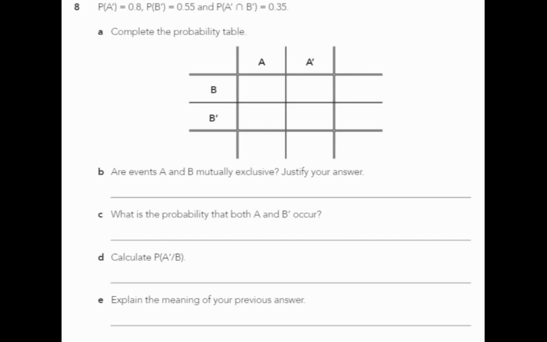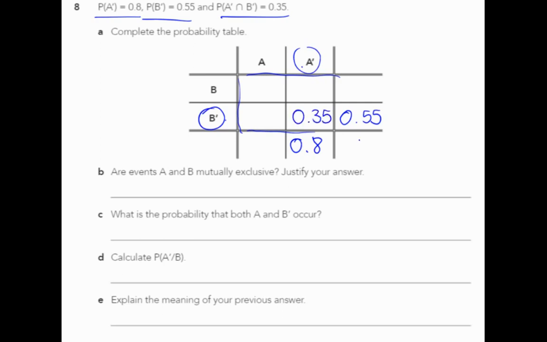So what we know is the probability of A dash, so here's my A dash column here, is 0.8. So we know that that total probability is 0.8. I know that the probability of B dash, so there's B dash there, so that whole column must add up to 0.55. Now, these bits in the middle within the square are all the intersections of it. We're told the probability of A dash and B dash is 0.35. So here's A dash, here's B dash, so that must be 0.35 in there.